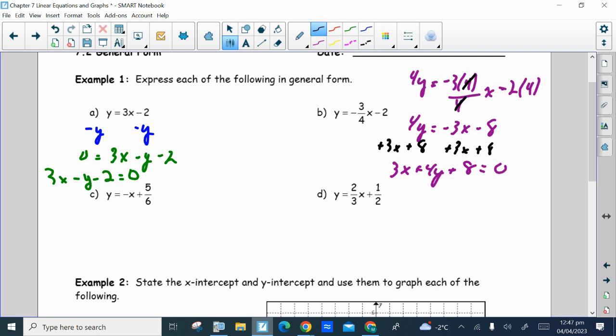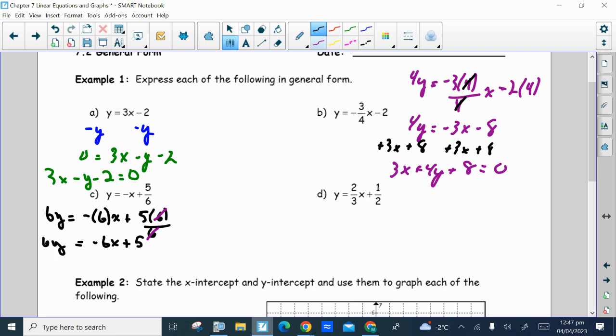Okay? Question C. We have a denominator there. That last term has a denominator of 6. So we will start by multiplying all of the terms by 6. And the reason this works is because that last term, 6 divided by 6, cancels. We've gotten rid of the denominator. If we multiply out what's left, we'll have 6y on the left equals negative 6x plus 5 on the right. So we got rid of the fraction.